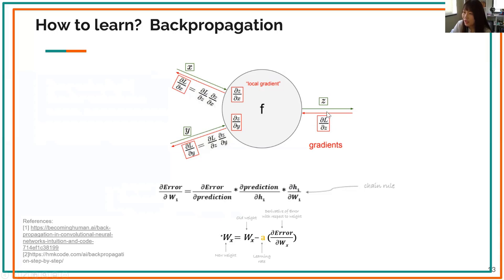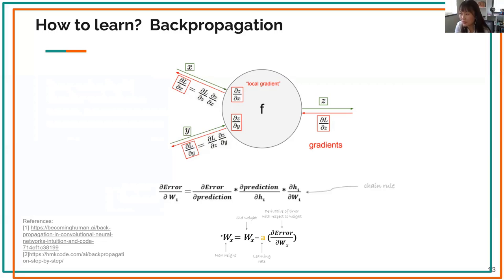So after that, we can use the chain rule as in the equation here. The partial of the error over the partial of the weight means how I should change my weight in the node, right? This is what we finally need to know. How should I change the weight? How should I change the bias? Well, it equals the partial of the error over the partial of the prediction, times the partial of the prediction over the partial of the output of the hidden nodes, times the partial of the output of the hidden nodes over the partial of the weights. So this is the basic calculus chain rule.